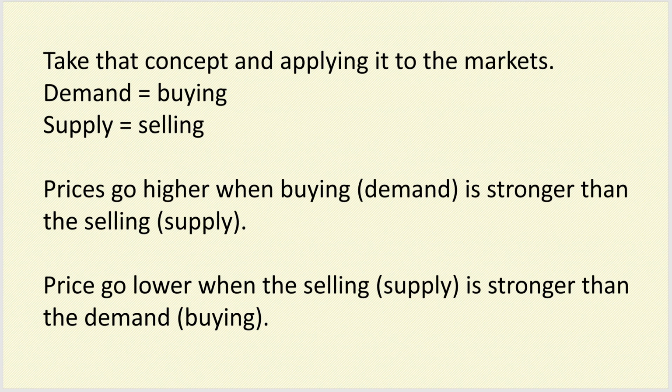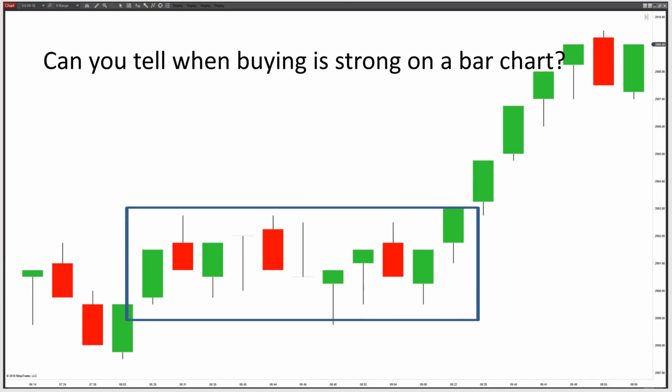In basic terms, prices go higher when buying is stronger than selling. You just swap out the words demand and supply. Prices go lower when the selling is stronger than the buying. So if you're looking at a normal bar chart, how can you tell when buying is stronger on a bar chart? You can't, right? Some people will say, well, I look at candlesticks and I can see the wick here and the wick up here, so prices are being rejected there and there. Well, that's all well and good, but oftentimes markets trade in ranges. So you're telling me prices up here are being rejected, prices down here are being rejected, so we'll just go sideways forever. And it doesn't work that way.